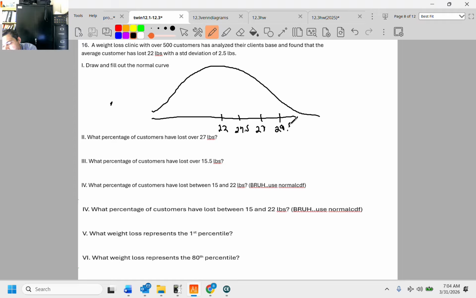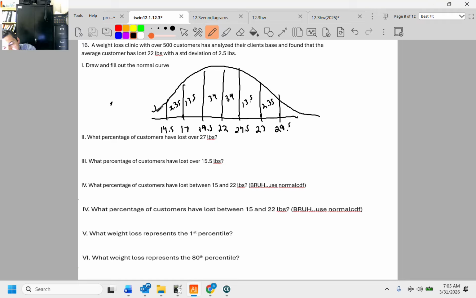Anyways, what I've done is I've added 2.5 pounds 3 times, right? So my math looks right. I'm okay with it. And then I'm going to take it away 3 times. All right, and then I'm going to go ahead and draw in my little pieces here, my 34s and my 34s, and my 13.5s and my 13.5s and my 2.35s and my 2.35s.